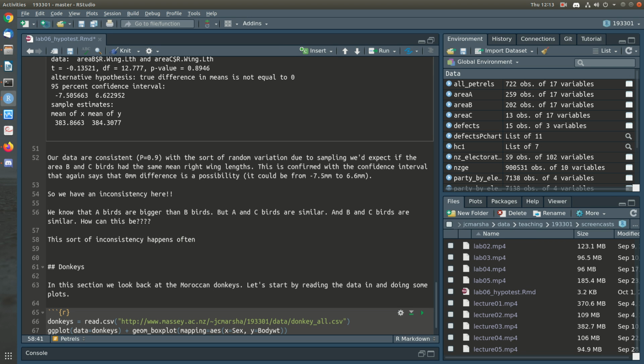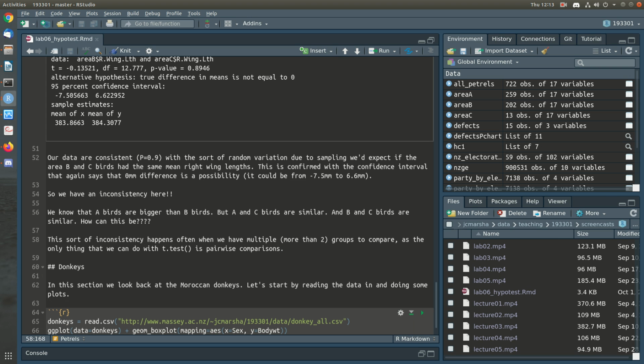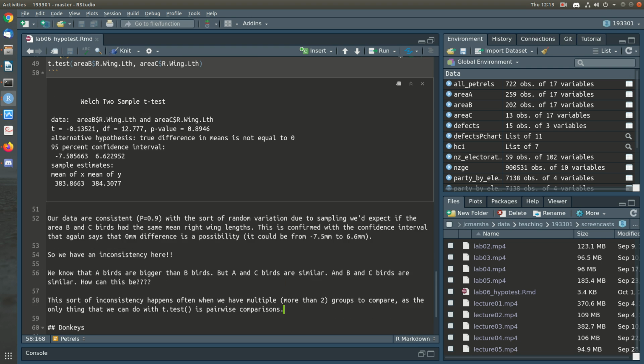This sort of inconsistency can happen often when we have multiple, i.e. more than 2 groups to compare, as the only thing that we can do with t.test is pairwise comparisons, right? We can't compare all 3 at once. We've compared A with C and A with B and B with C, and all of those pairwise comparisons can result in inconsistencies.